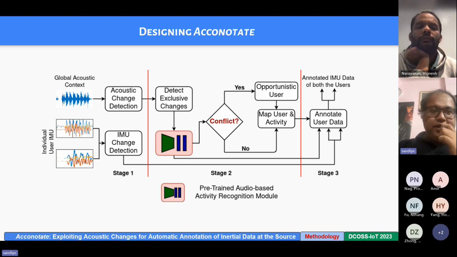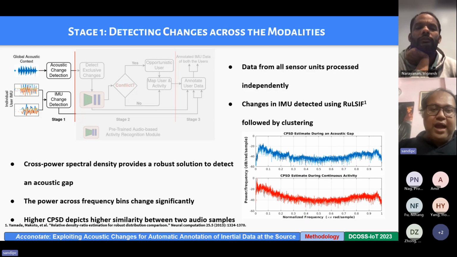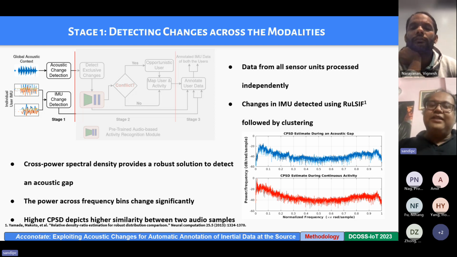That way we develop this entire end-to-end pipeline, and it has 3 different steps. In the first step, we take the data from all the sensor units, and the data from individual sensor units are processed independently. Then we detect the change points in the IMU through a change point detection algorithm, particularly RuLSIF change point detection. After finding the change points, we apply a clustering method to cluster them to find similar types of change points.